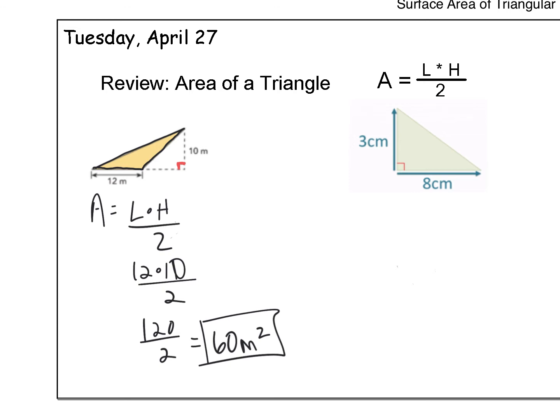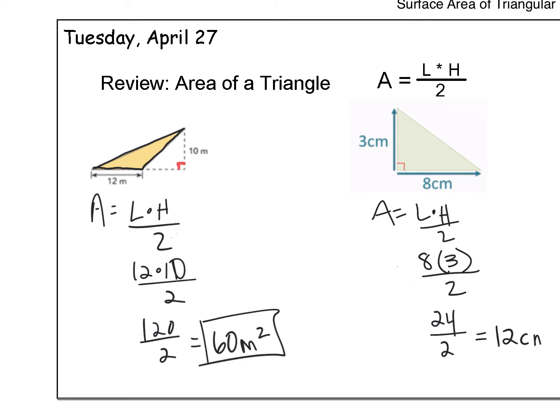All right, so then let's practice finding the area of this triangle. So again, our formula is the length times the height divided by 2. So our length is going to be 8. Our height is going to be 3. So we would multiply those together and divide by 2. All right, well, 8 times 3 is going to give us 24. 24 divided by 2 is going to give us 12 centimeters squared. All right, so that was just a good review of how to find area of a triangle.